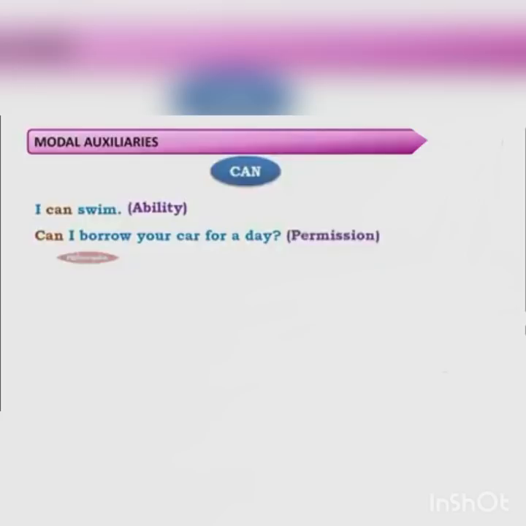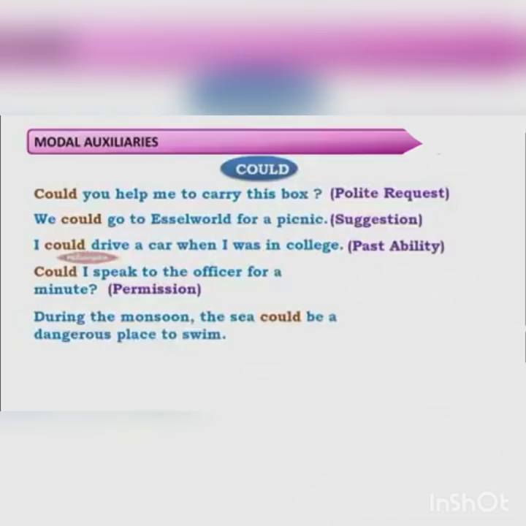But if I say, can I borrow your car for a day? It doesn't talk about ability. Here it is clearly permission. So understood, can be used as ability as well as for permission. Now we move on to the next one.